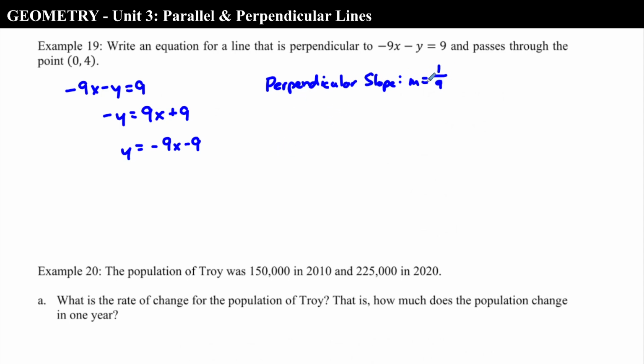Now, we have our slope, we know our point, and this is a y-intercept. So let's use y equals mx plus b. So our slope is 1/9, and our intercept is 4. And we have successfully written the equation for the line that's perpendicular to the one that they gave us.